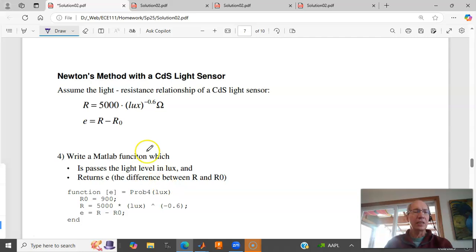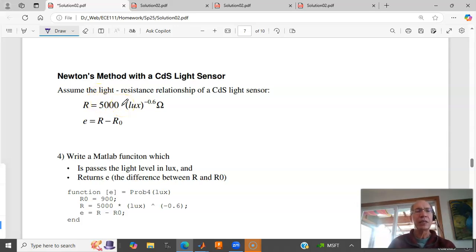Problem 4 is, here's an equation. What this corresponds to is a light sensor. There is a thermal or photoresistor. As light level changes, the resistance changes. By measuring resistance, I know the light level. If I know the light level, I know the resistance. So given the light level, here's the resistance. How do you go backwards?